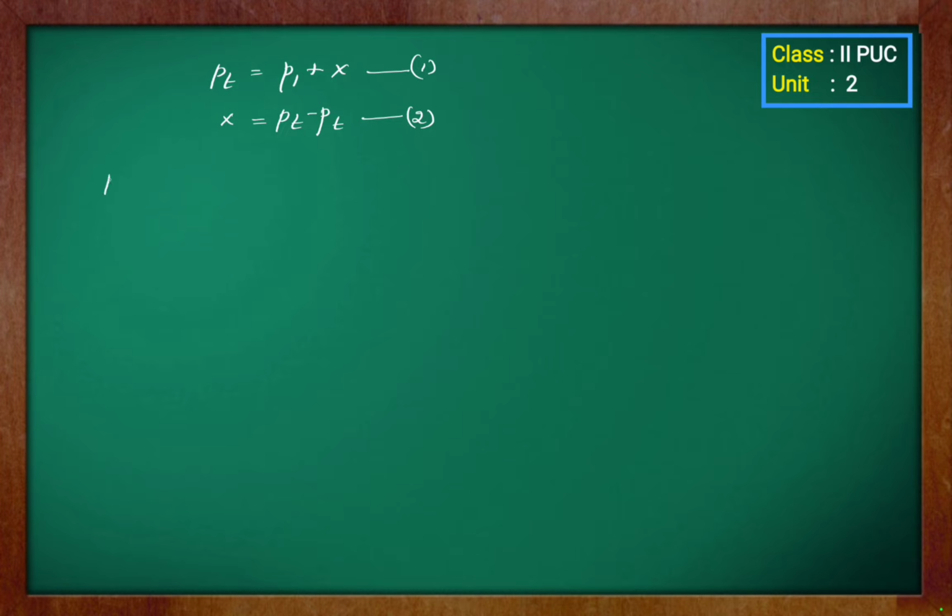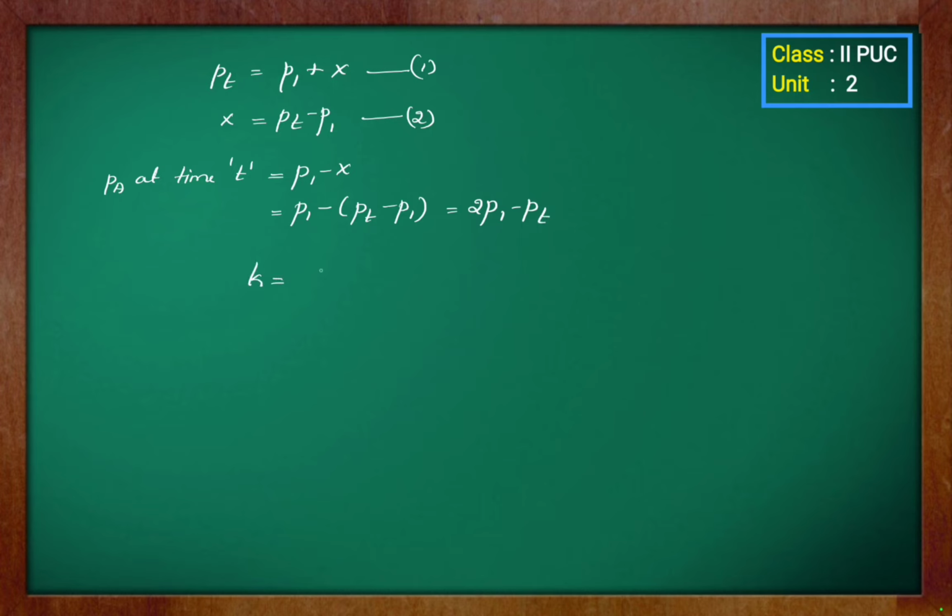We know the partial pressure of A, that we have represented as PA at time t, is equal to P1 minus X. So here I will substitute X as Pt minus P1, which is equal to 2P1 minus Pt.